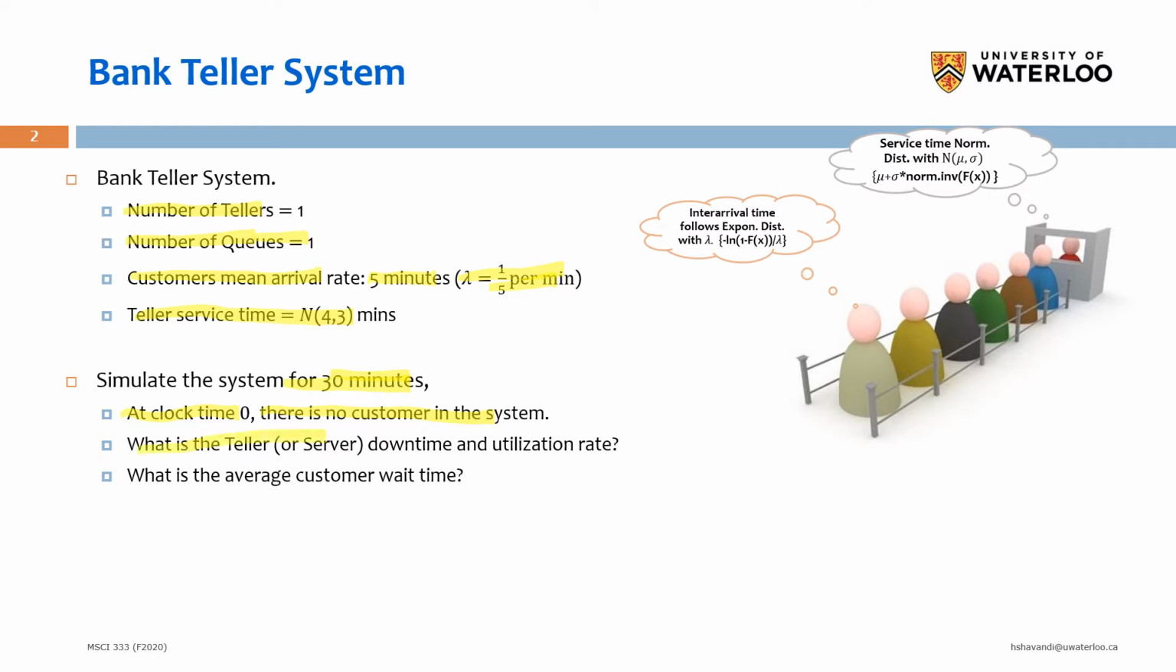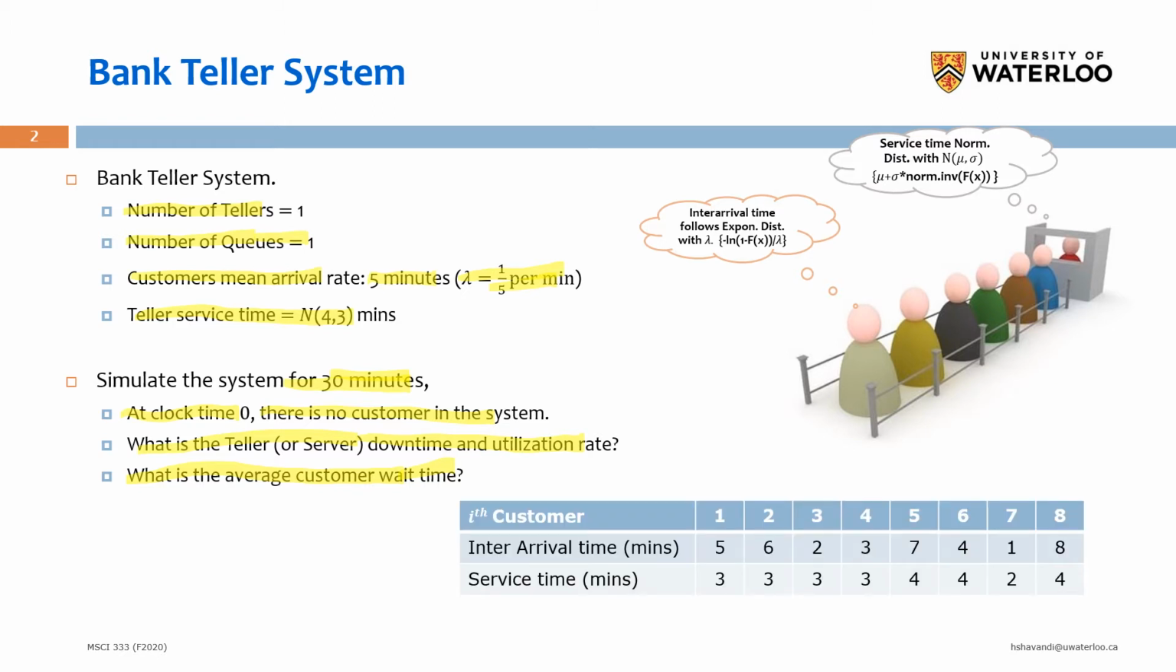What are the teller or server downtime and utilization rate, and what's the average customer wait time? Here we have the interarrival time and service time in minutes for 8 customers. We assume we have generated these values based on their distributions, so these are random variables. For customer number 1, the interarrival time is 5 minutes. Customer number 2 will arrive 6 minutes after the first customer, and so on.